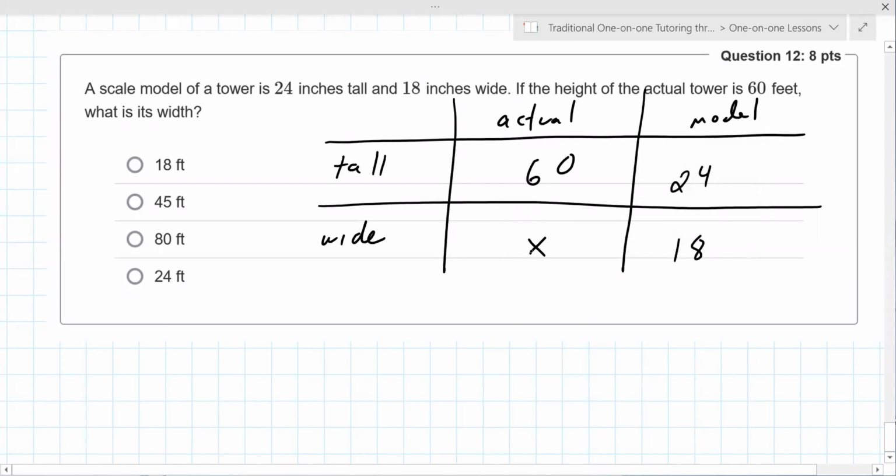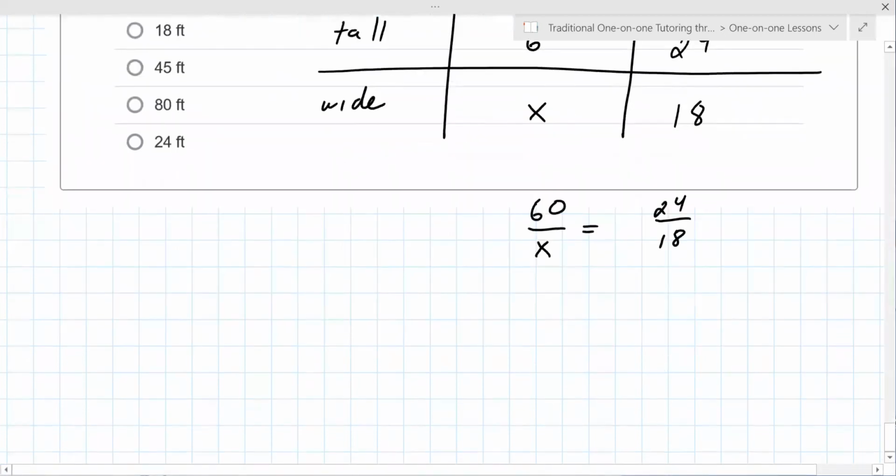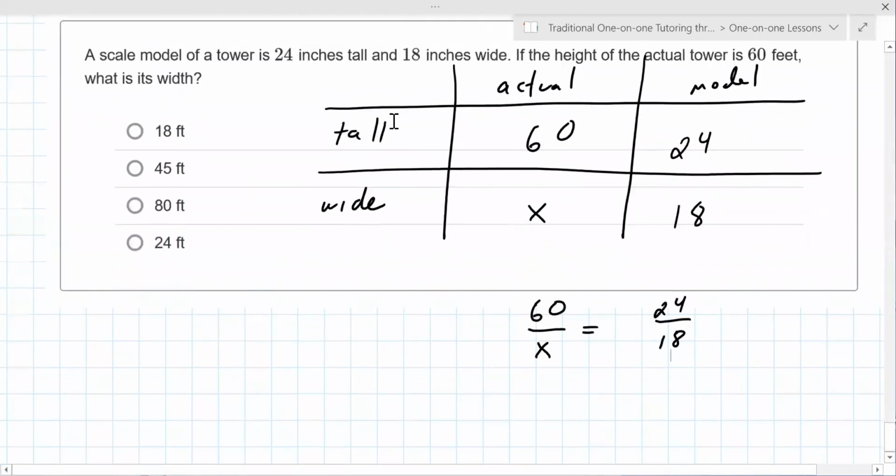I get 7.2 for x. Okay. I think maybe your numbers aren't in the right place because I made a similar mistake here. So the actual tower height is 60 and the width is x. So we would write 60 over x equals 24 over 18. Wait, the 60 feet tall, you mean 60 feet wide? It says the height of the actual tower is 60 feet. Oh, sorry. Yeah, I made a mistake then.